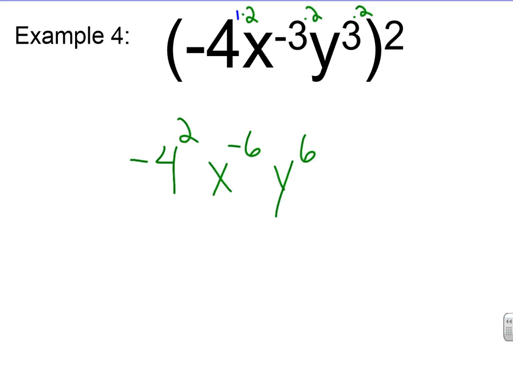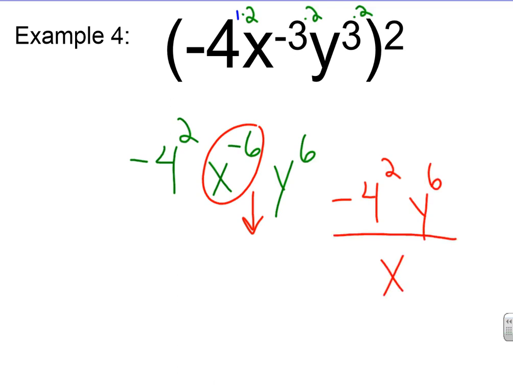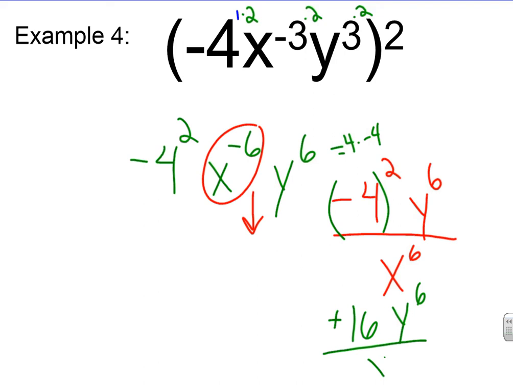I'm then going to shove my negative exponents. We already remembered to do that. Negative 4 to the second power, y to the 6th power, over x to the positive 6th power. Notice I didn't shove the negative 4. I have to evaluate negative 4 squared, which means negative 4 times negative 4. Well, a negative and a negative make a positive. 4 times 4 is 16. So I get 16 y to the 6th over x to the 6th. Final answer.